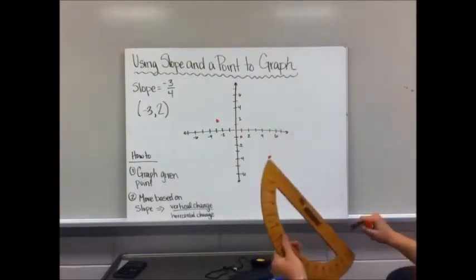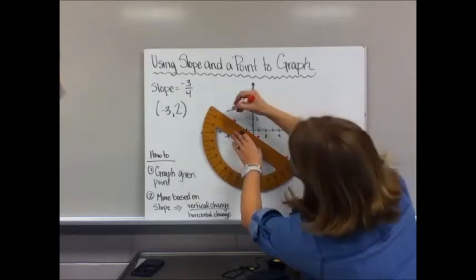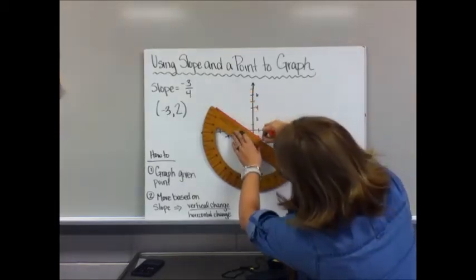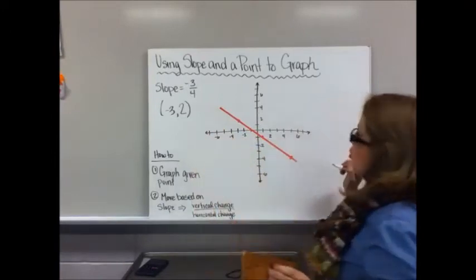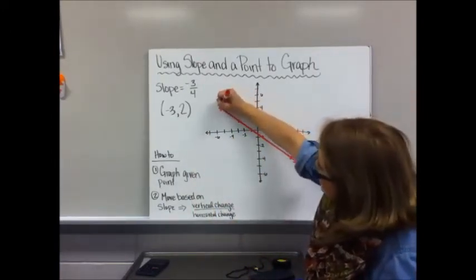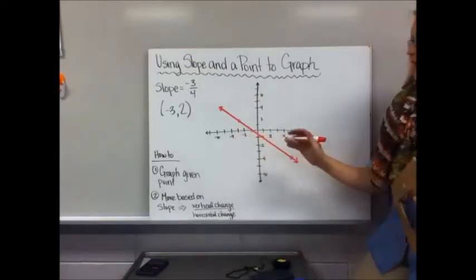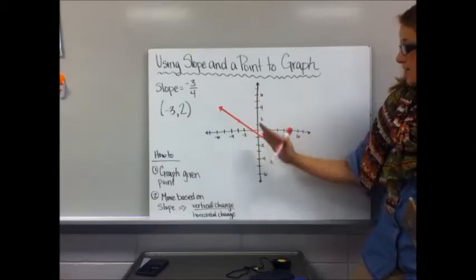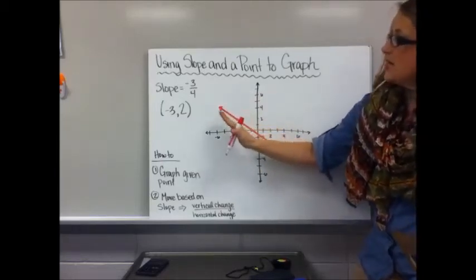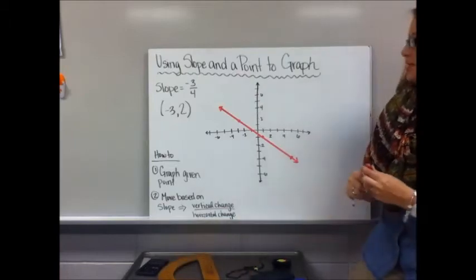Here's a straight edge. Once you draw your line, you're going to want to put arrows on the end. Those arrows on the end are signifying that even though my graph is limited to these values, it still continues. There are no restrictions on it.